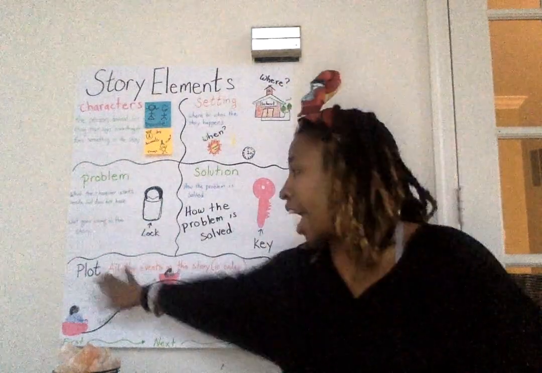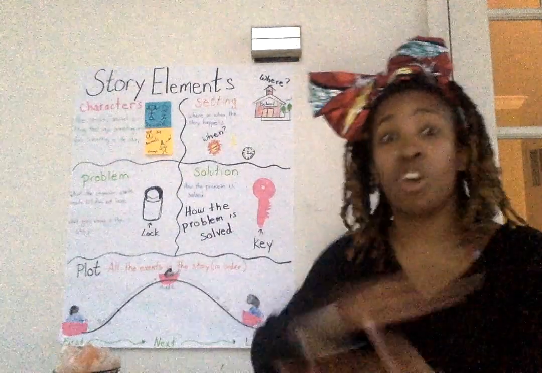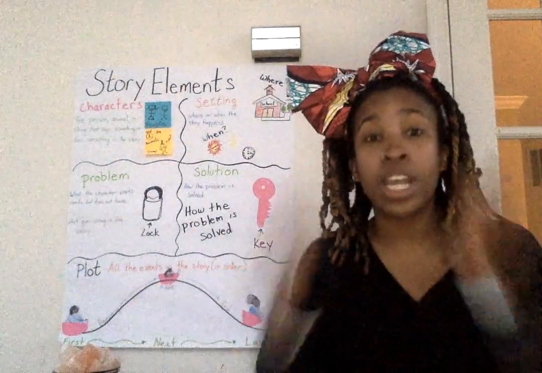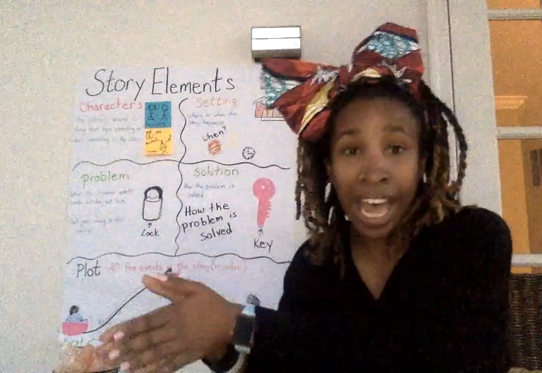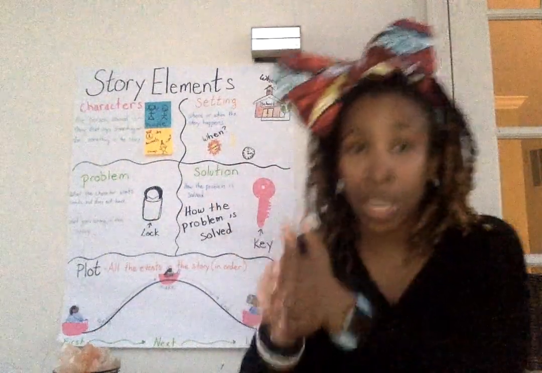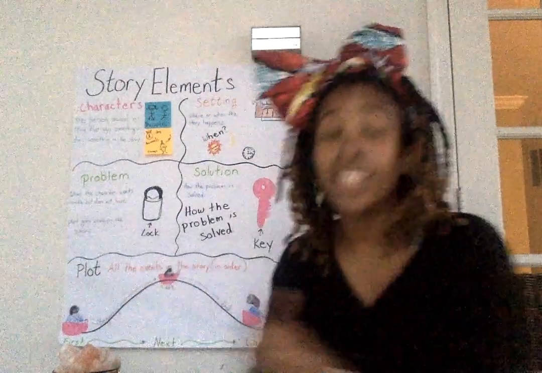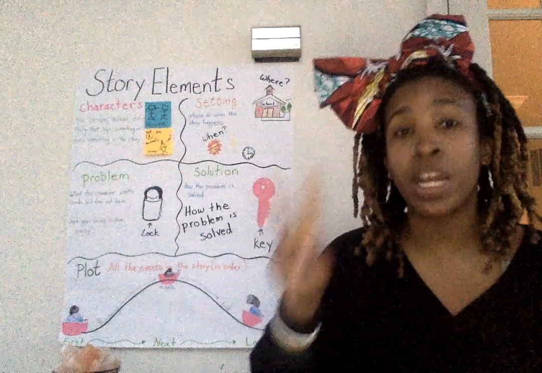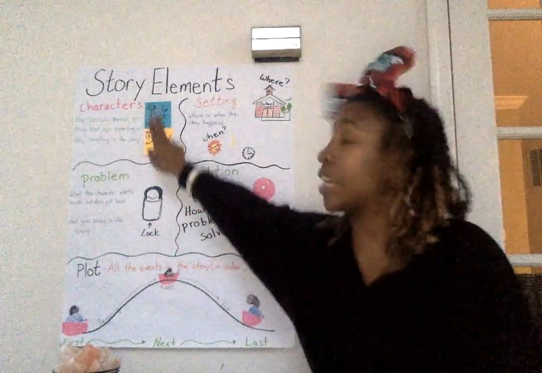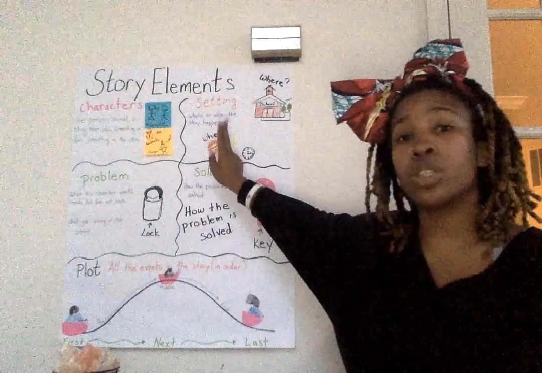And last, we have the plot. The plot are all the events in the story told in order. So first, then, last, beginning, middle, end. Today, however, we're going to focus on 2 of the story elements. We're going to focus on characters and we're going to focus on setting.